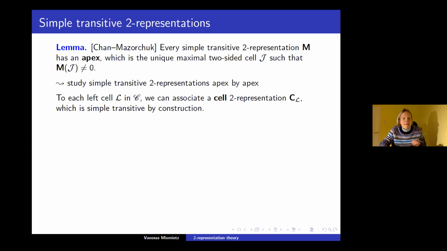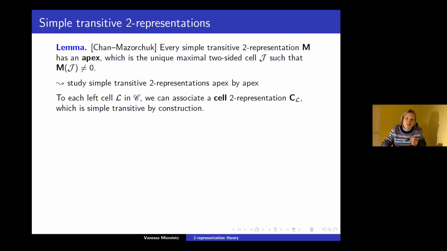Okay. Now we fix our apex, and we can fix a left cell inside this two-sided cell, that is our apex. Then we can associate the so-called cell 2-representation. I don't want to go into how we construct this, but this is simple transitive by construction. So out of this whole cell combinatorics, we get a whole bunch of simple transitive 2-representations for free.